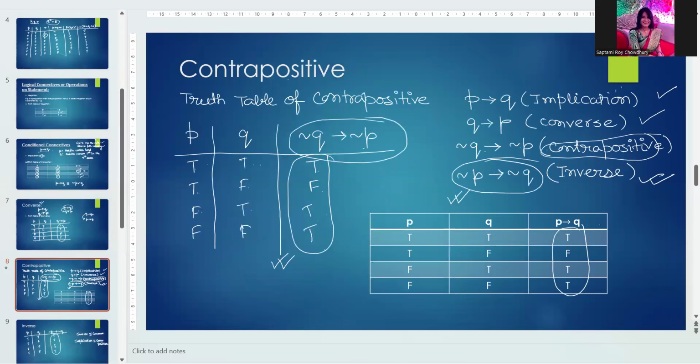Next, we go to the next slide, that is the contrapositive. Contrapositive means, if it is an implication, for short, we will write it down: P implies Q is the implication, Q implies P is the converse.